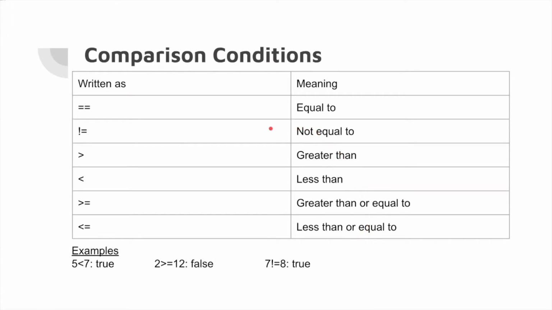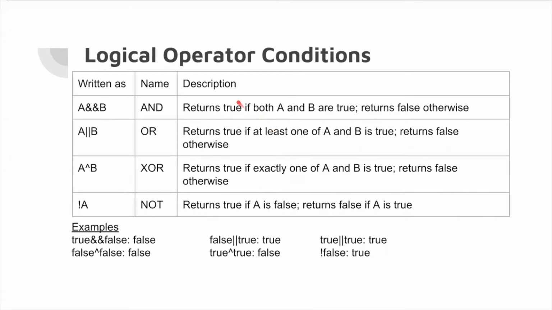So today we are going to start learning about new conditions called logical operator conditions, and they always act on booleans. So for all four of these, A and B are both booleans, so they are either true or false. The first logical operator condition is called and, and it's written as A, two ampersands, and then B. What that does is it returns true if both A and B are true, otherwise it returns false.